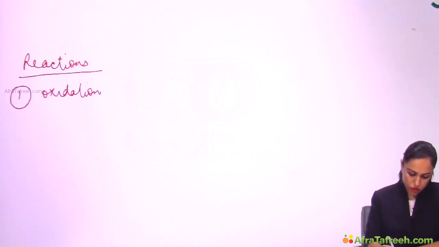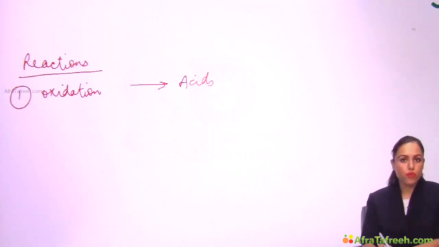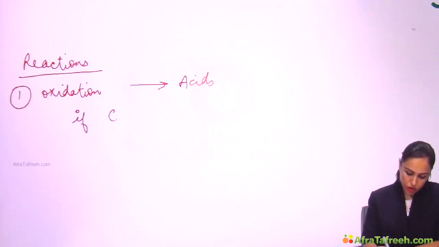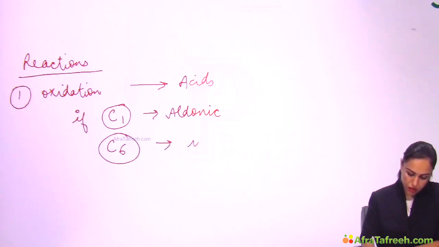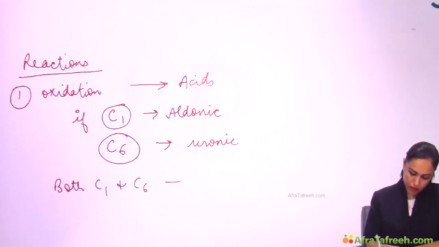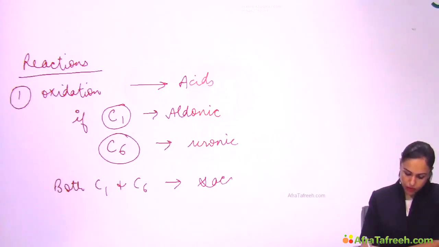Now next, we have to do the reactions of monosaccharides. So write down reactions of monosaccharides. The first one I'm going to take is oxidation. By oxidation, all the monosaccharides form acids. If oxidation occurs at C1, then aldonic acid is formed. If oxidation occurs at C6, then uronic acid is formed. If oxidation occurs at both C1 and C6, then saccharic acid is formed.